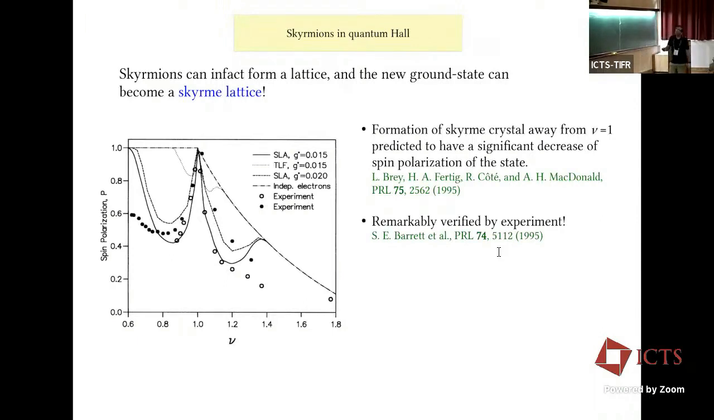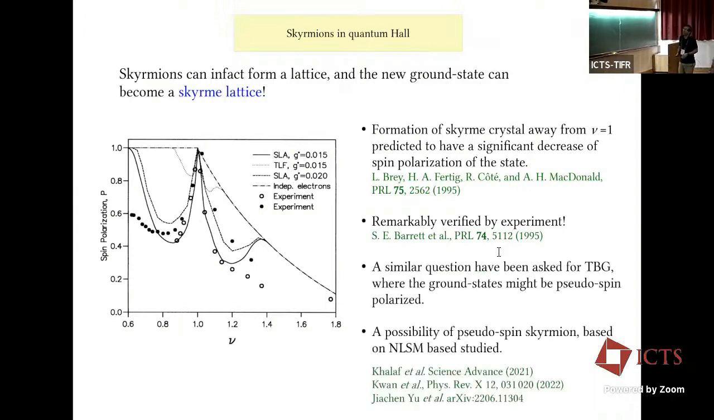So this can be observed by experiment, just an NMR study of quantum Hall systems, where there is a famous work by Barrett in 1995, showing that as you move away even slightly from the integer quantum Hall regime, the polarization of the system drops rapidly. All right. Now, of course, in this kind of system, TBG or TDBG, we have nearly flat bands. One expects similar physics to play out.